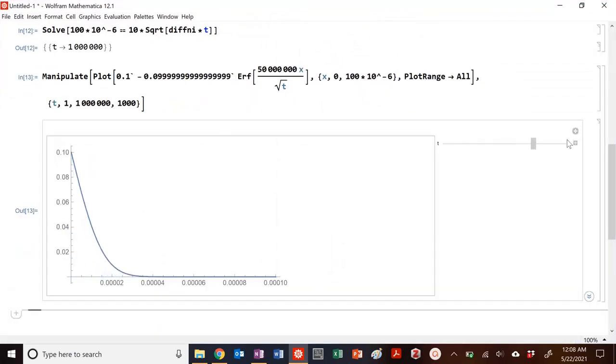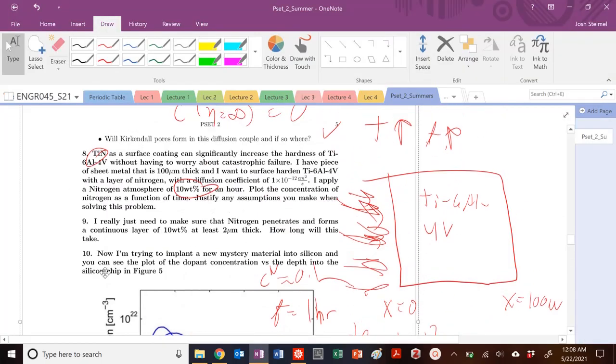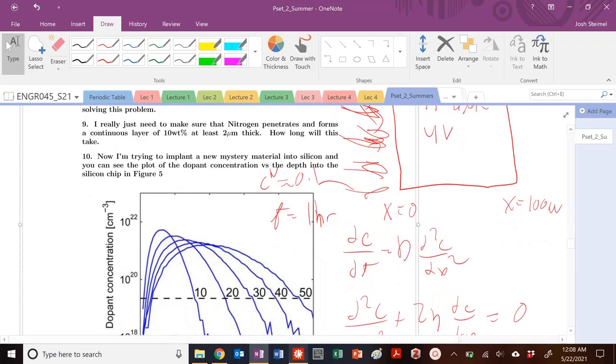And this looks pretty correct. Great. So that is pretty much it for that problem. Excellent. So it turns out I actually only need to make sure that my nitrogen penetrates a continuous front 2 micrometers thick. So how long will this take?